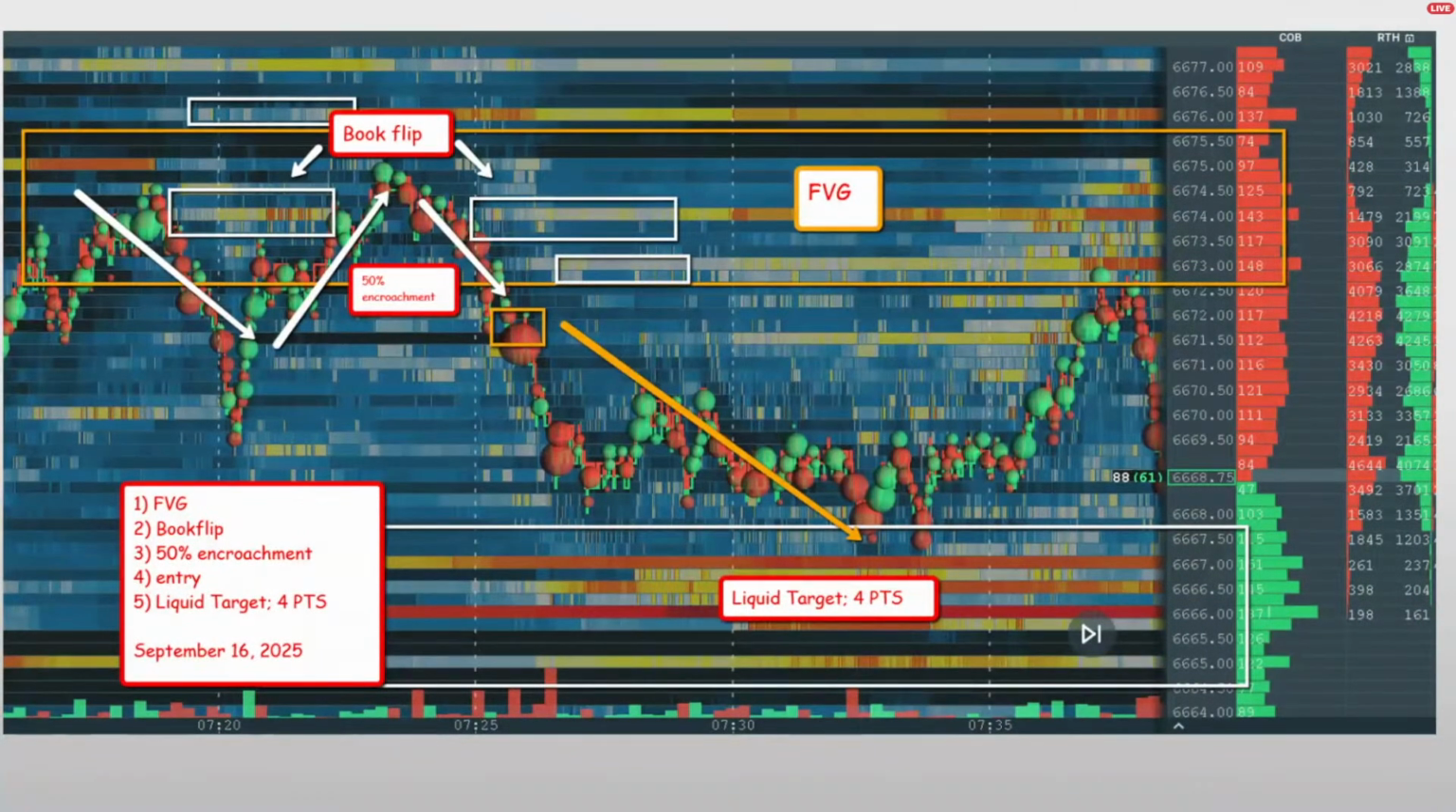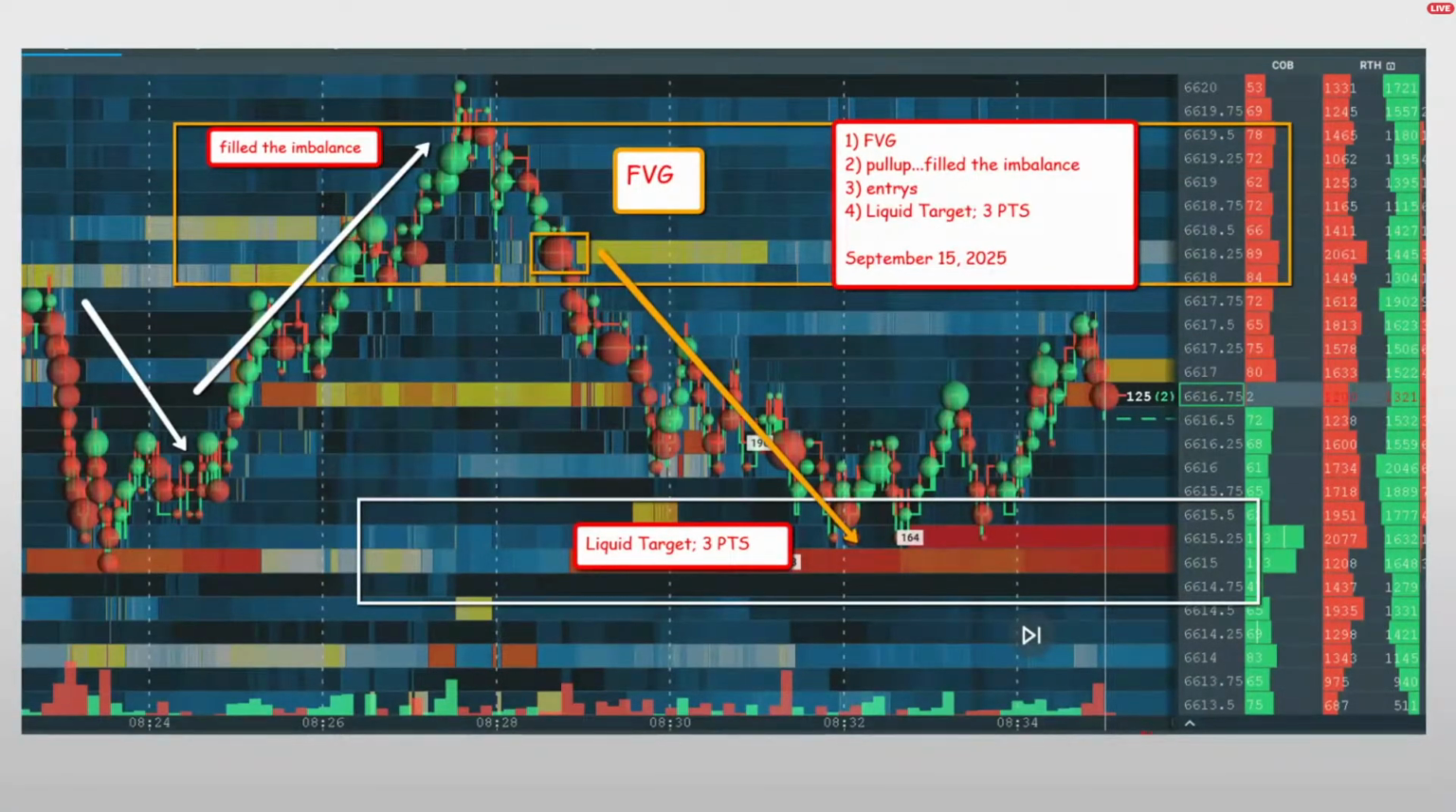Here's another example again of a book flip. Okay, so price is coming down. We move up, and then also we develop some orders in the book here, and this is what we call a book flip. And then we also have liquid support down below and liquid resistance up above. And we'll come on down, move out of the fair value gap, and I'll enter here and just take it right down to the passive orders on the book for another 4 points. So this is one repetition after another.